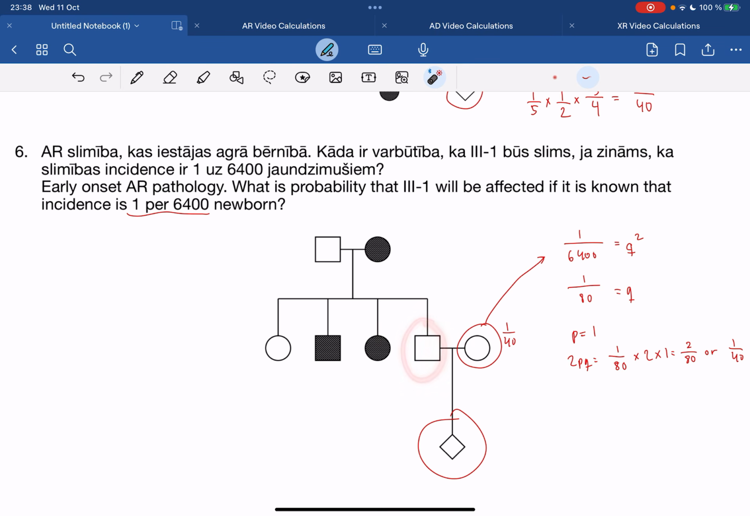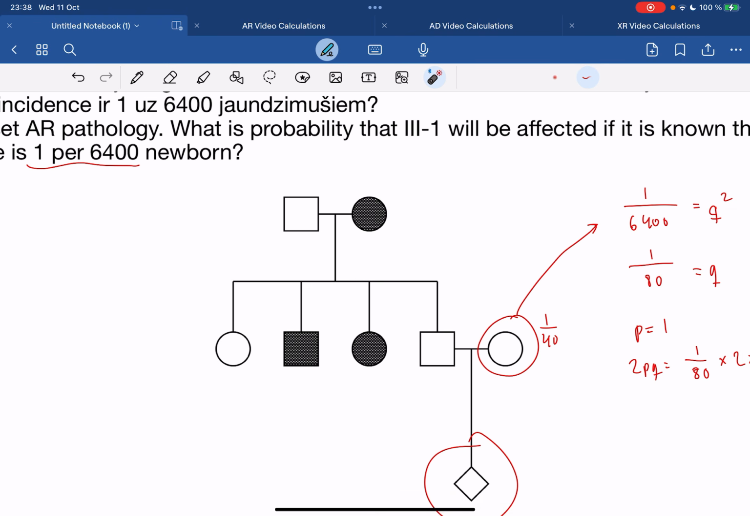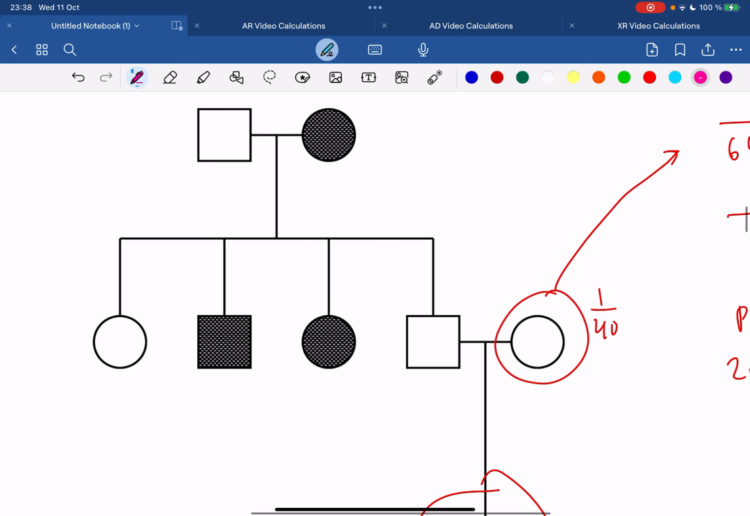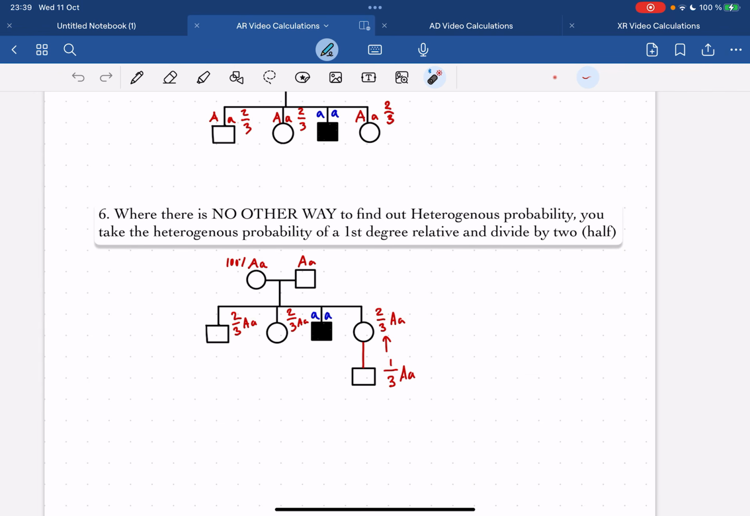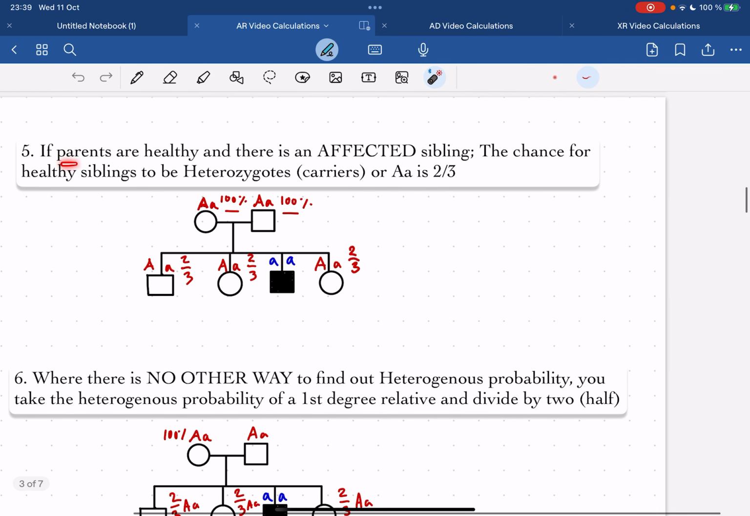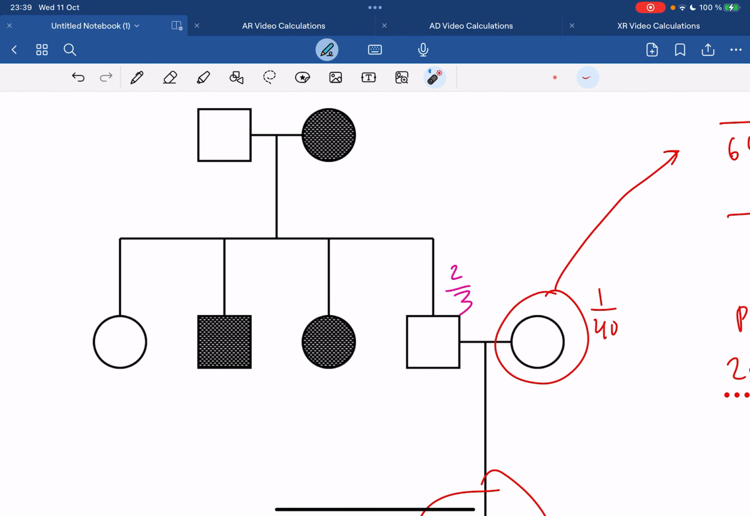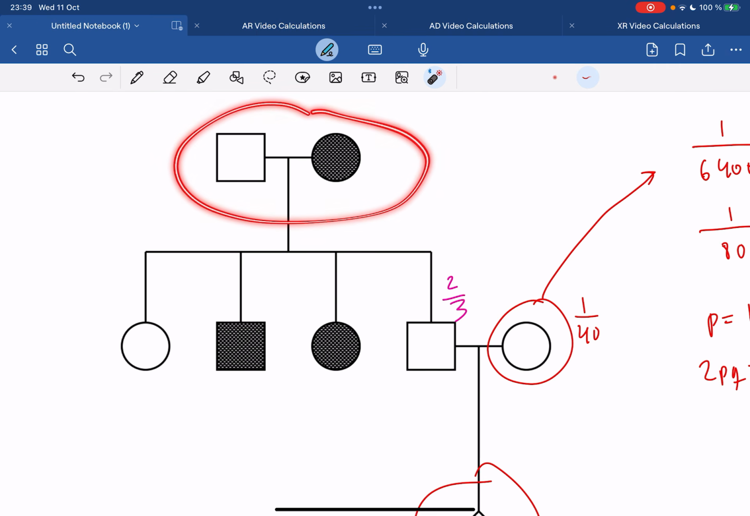Now we want to know this person's chance. So we can see immediately that he has affected siblings, and some of you would assume immediately that we just do 2/3 here, because affected siblings, it means that he has to have 2/3 of a chance to be a heterozygous carrier. However, you're forgetting something. If we look at the rules again, for that 3/4 or 2/3 rule, if parents are healthy and there is an affected sibling, okay, only if parents are healthy, the chance for the sibling to be heterozygous is 2/3. But if we're looking here, one of the parents is actually not healthy.